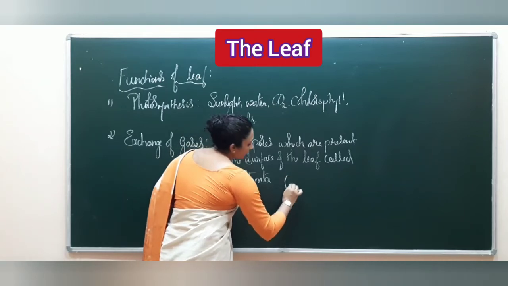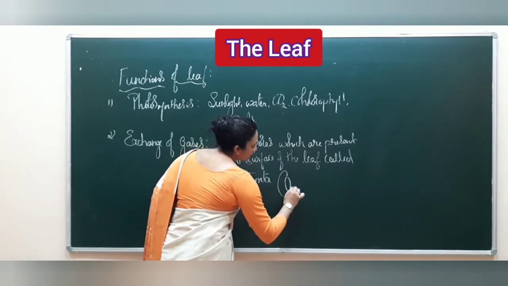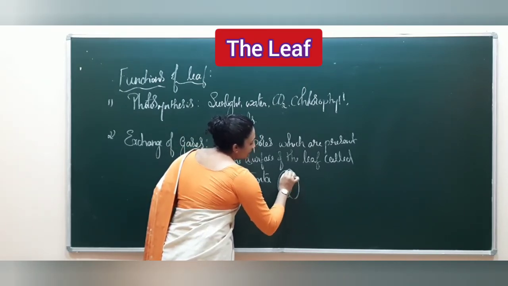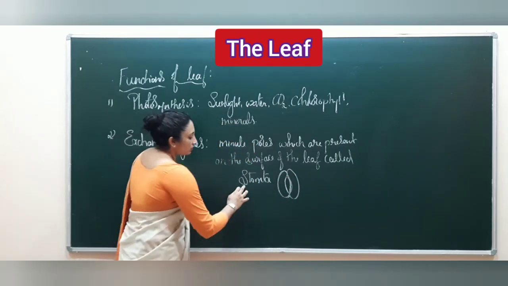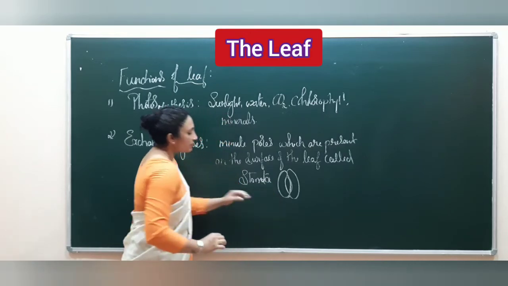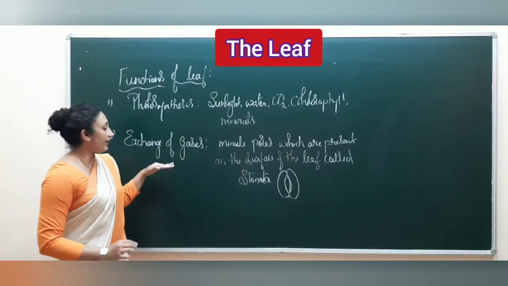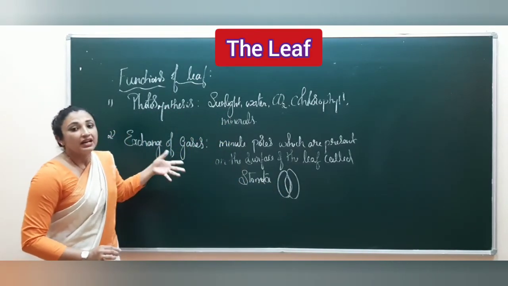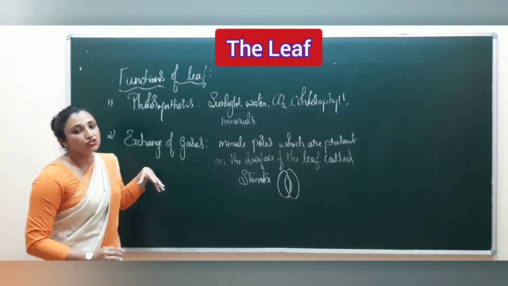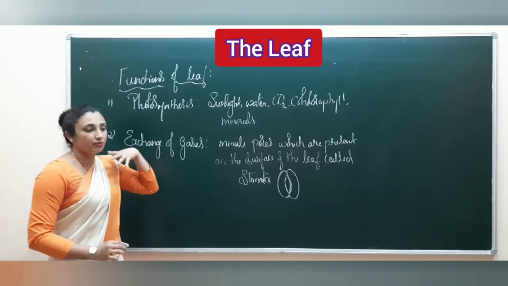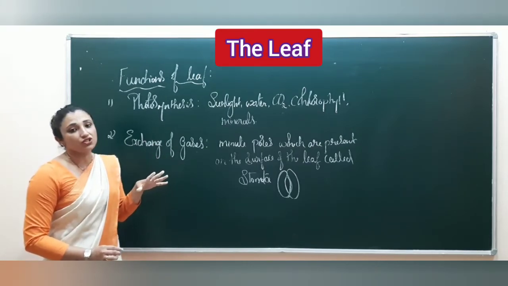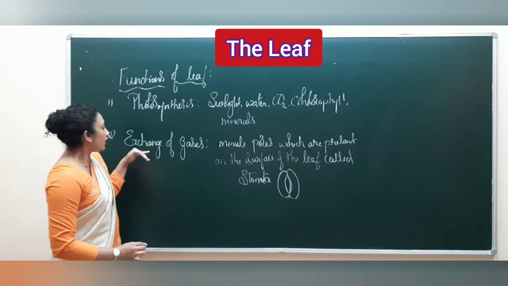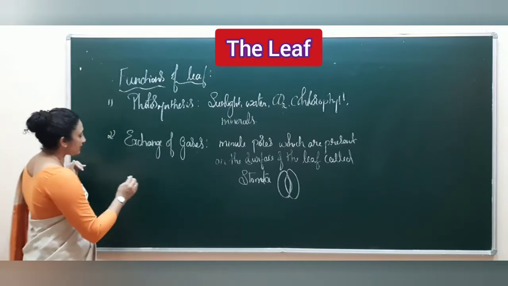So stomata are the minute pore-like structures which will be present at the lower base of the leaf, and these minute pores help in the exchange of gases, that is taking in carbon dioxide for the process of photosynthesis and breathing out carbon dioxide, and also taking in oxygen for the process of respiration. Okay, so exchange of gases.